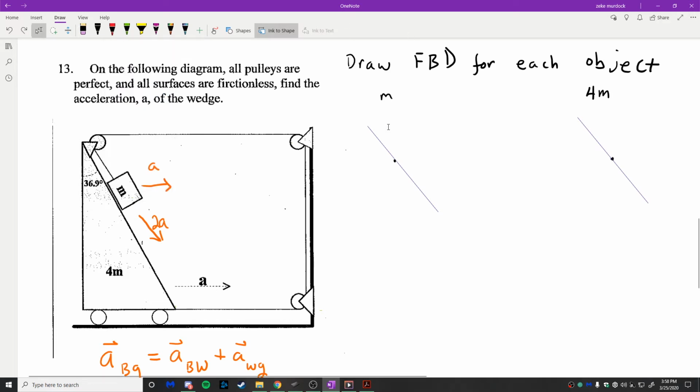So our vectors for the forces on M: you're going to have a force that's going to go straight back this way. That's going to be our tension force. There's going to be a force that points perpendicular to the surface. That's going to be the normal force. This normal force is basically the force of the wedge on the block, right? There's also going to be a weight that's going to go straight down.